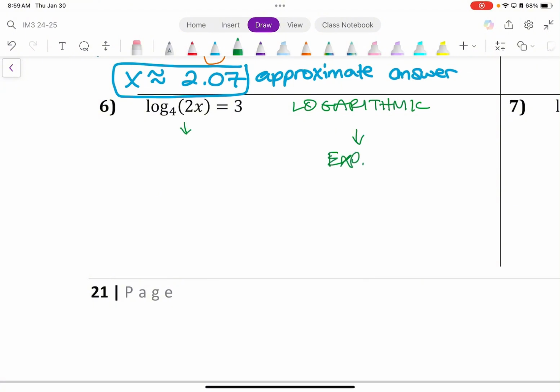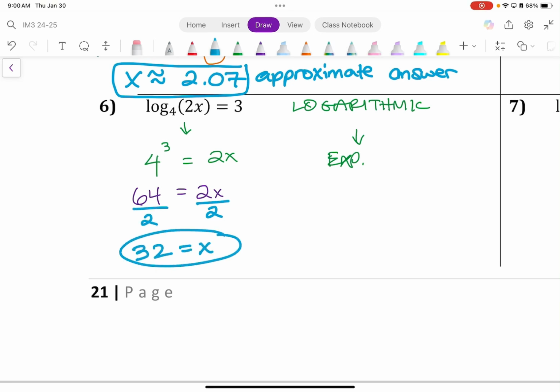So we turn log base 4 of 2x equals 3 to the following: 4 to the third power equals 2x. We can simplify 4 to the third power to 64. 64 equals 2x. We're trying to get x by itself, so what should my last step be? Divide both sides by 2. 32 equals x. That's an exact answer, okay? Exact answer. Go ahead and try the next one on your own, please. Try number 7 on your own.